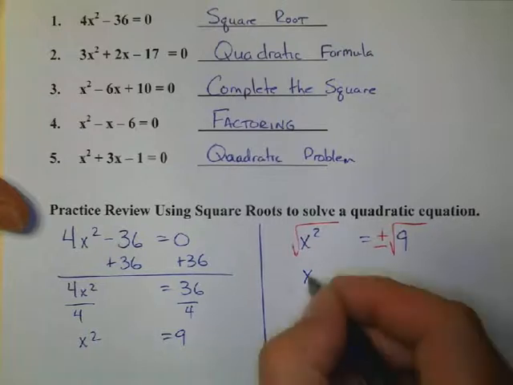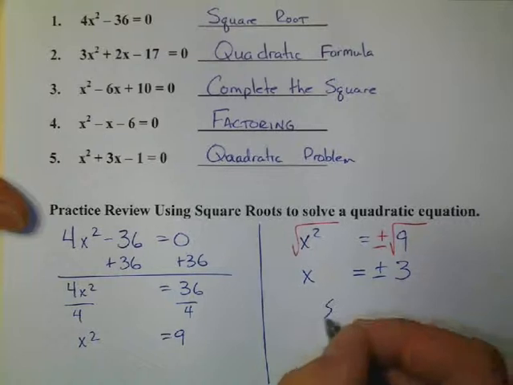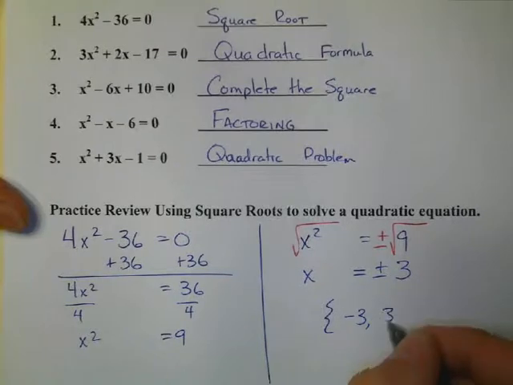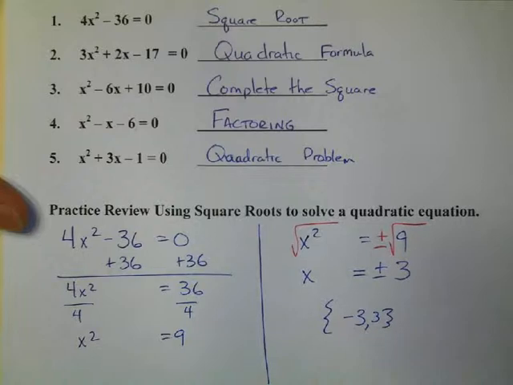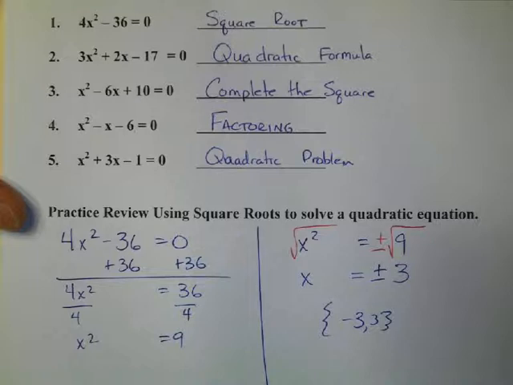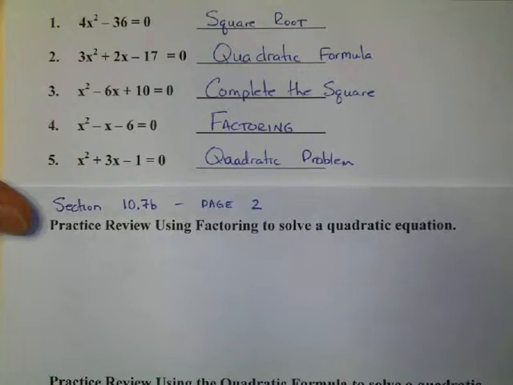When we have the x squared isolated by itself, we're allowed to solve it by taking the square root of both sides, remembering to put the plus or minus in front of the square root. That gives us our answers of x equals either plus or minus 3, and written as a solution set, obviously, it's going to be negative 3 and positive 3.